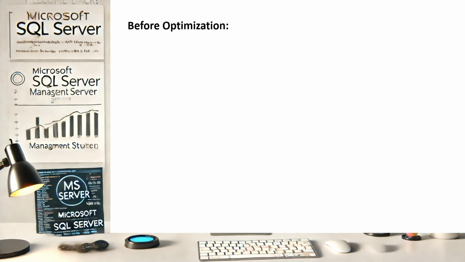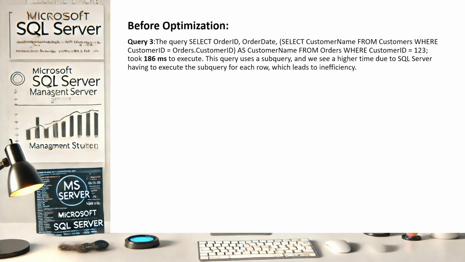Query 3, the query select order ID, order date, select customer name from customers where customer ID equals orders.customer ID, as customer name from orders where customer ID equals 123, took 186 milliseconds to execute. This query uses a subquery, and we see a higher time due to SQL Server having to execute the subquery for each row, which leads to inefficiency.